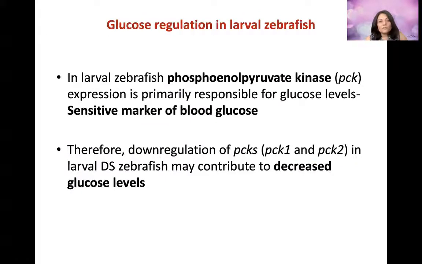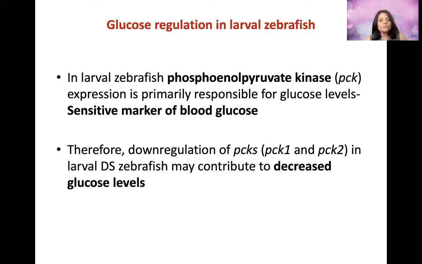What about larval zebrafish? How can they reflect glucose metabolism? So it's very interesting that in larval zebrafish, the enzymes which were downregulated, which are the phosphoenolpyruvate kinases, PCK1 and 2, are actually important biomarkers for glucose, and they also are increased in expression to provide glucose during embryogenesis. Therefore, we thought maybe these enzymes which were downregulated were causing a decrease in glucose concentrations in zebrafish.